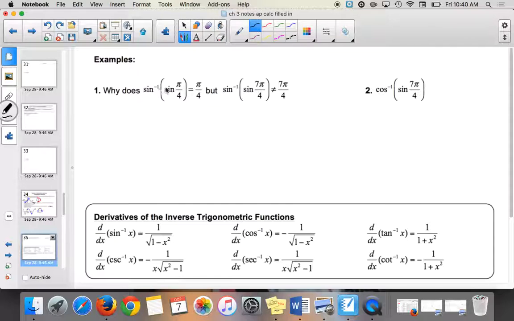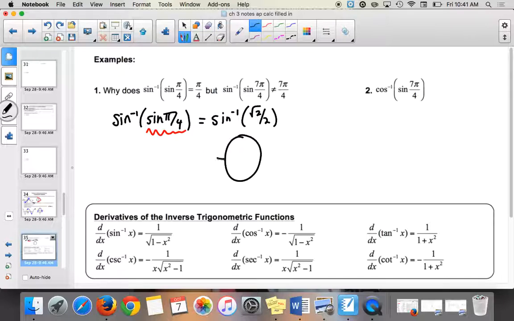It says, why does inverse sine of π/4 equal π/4, but inverse sine of 7π/4 does not equal 7π/4? So a lot of people think that they just cancel each other out, but they don't really. Do you guys remember this from pre-calc? We did this in pre-calc. So if I start on the inside, so if I'm like, okay, inverse sine of π/4, and I start from the inside, and I'm like, well, what's sine of π/4? Sine of π/4 is root 2 over 2.